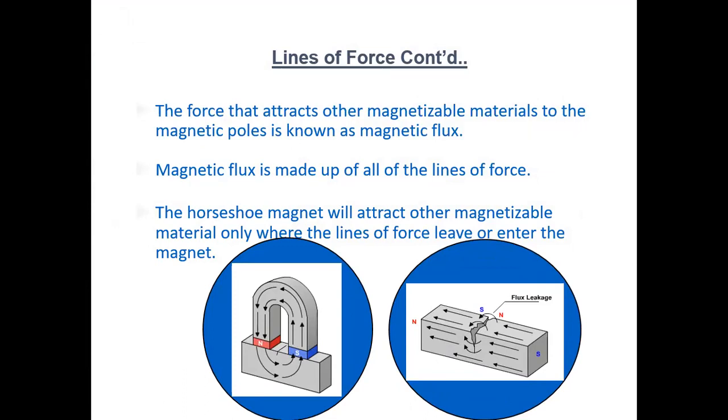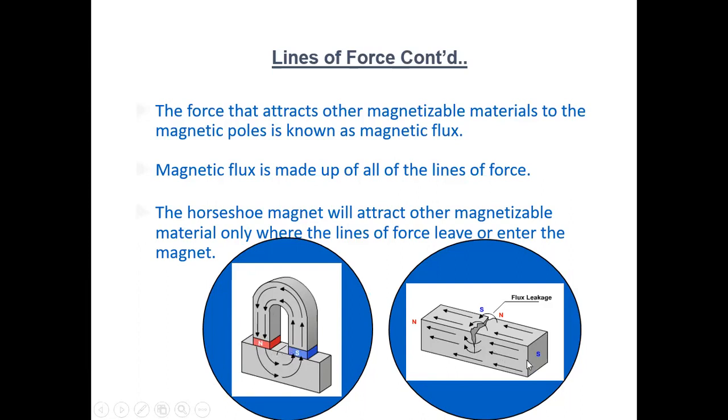A horseshoe magnet will attract other magnetizable material only where the lines of force leave or enter the magnet. See here, this is a horseshoe magnet. This line of force is leaving here, so it will enter into the ferromagnetic material, again entering into the south pole, so the circuit is completed. Now if there is any defect here, we can detect it.